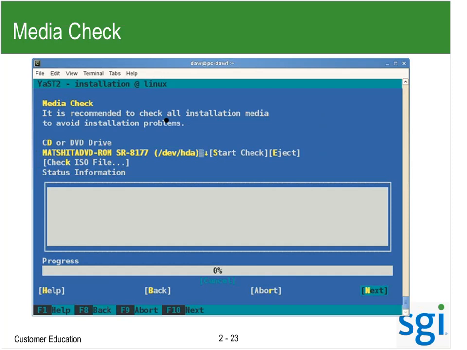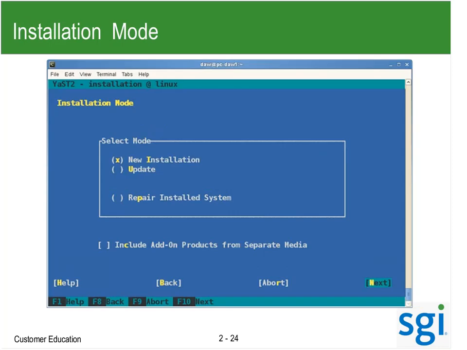Then we get a media check. Now, if you're not installing from a DVD, you will not see this screen. If I'm installing from a DVD, then you will see it. So I just left it there, but you will not see the screenshot. Then I go into installation mode. So I want to do a new installation. Updates were never supported on SLES 11, so there should be no reason to do an update.